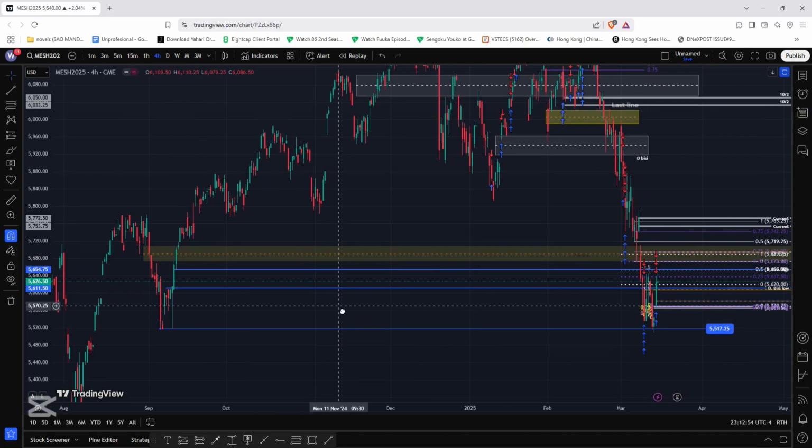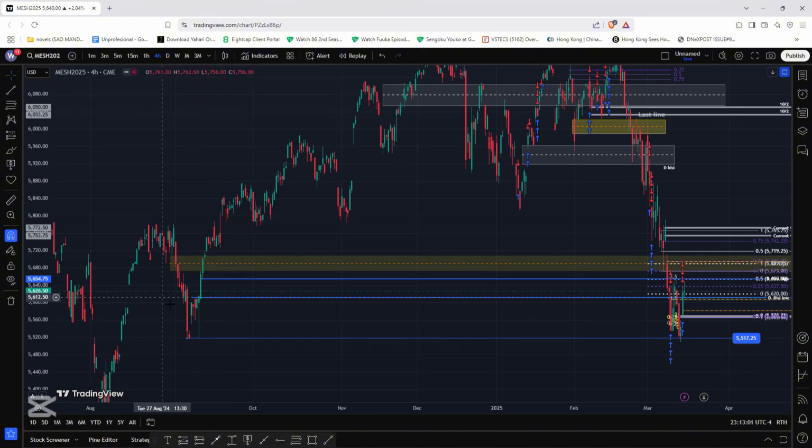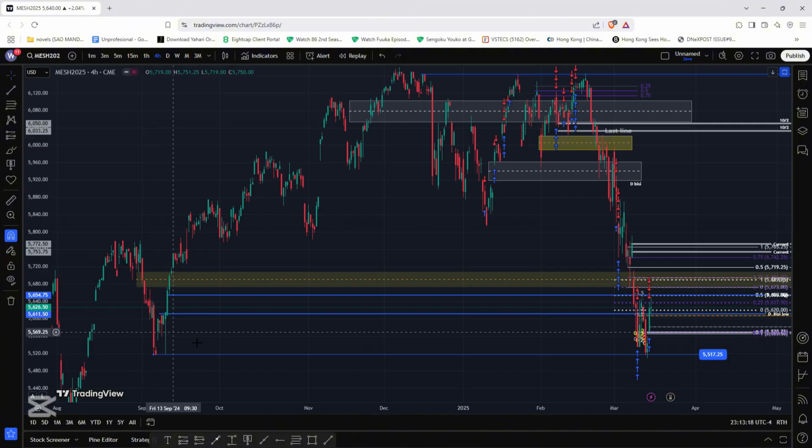My high time frame draw was this 5517, but I just rounded up to 5515. It was a 4 hour in the regular trading hour. You can see 5520, 5515, around this level there's an unfilled opening range gap, and also we have a relatively equal low right here. So this was my draw, and for the whole week this was my target.